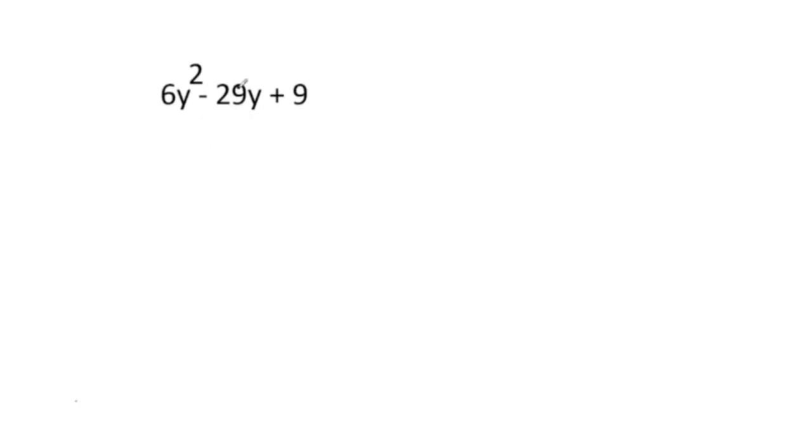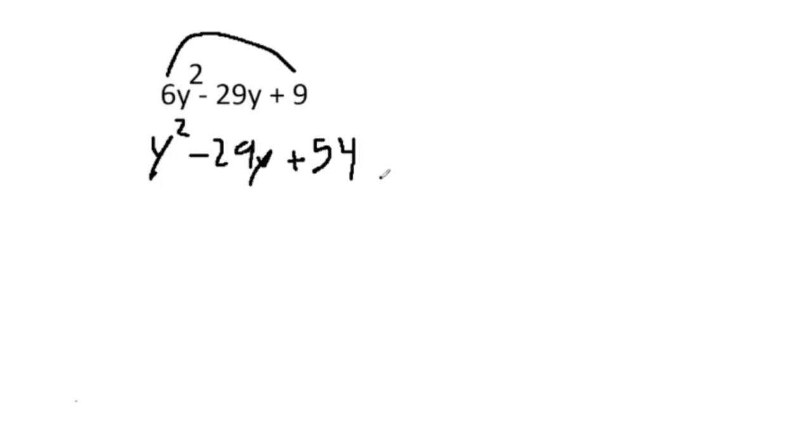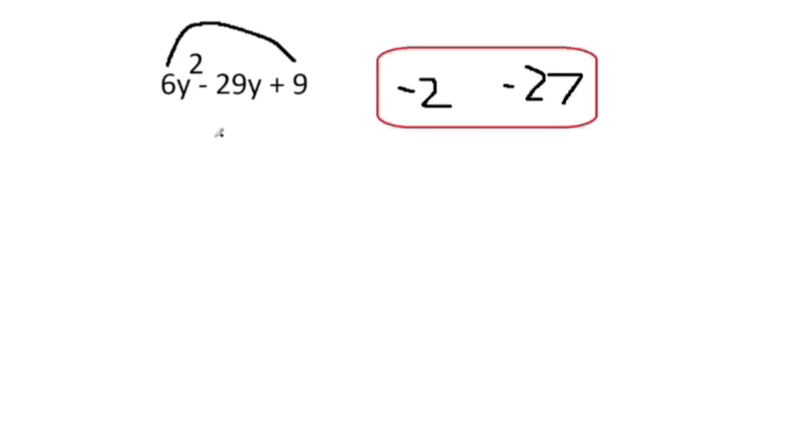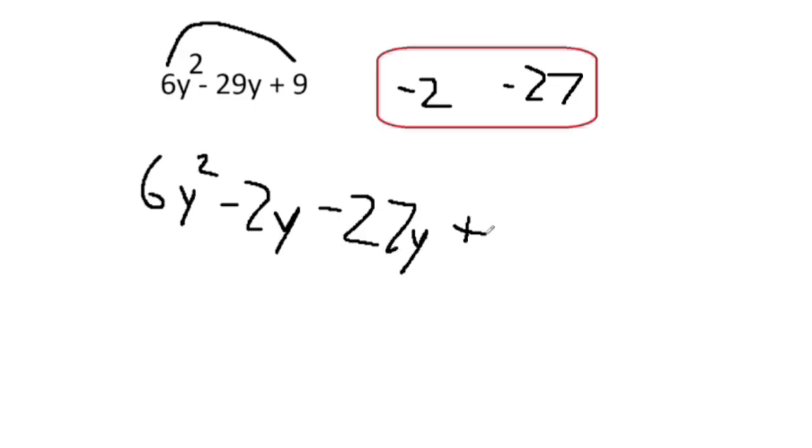Okay, so here we have 6y squared minus 29y plus 9, and we're supposed to factor this. So let's bring this 6 over to the 9. So y squared minus 29y plus 54. Now let's see what multiplies to 54 and adds to negative 29. Those numbers would be negative 2 and negative 27. Now let's go back to our original problem and factor this in. So 6y squared minus 2y minus 27y plus 9.